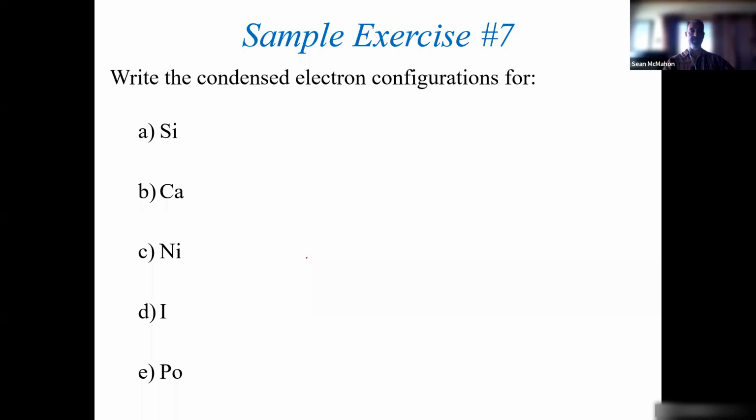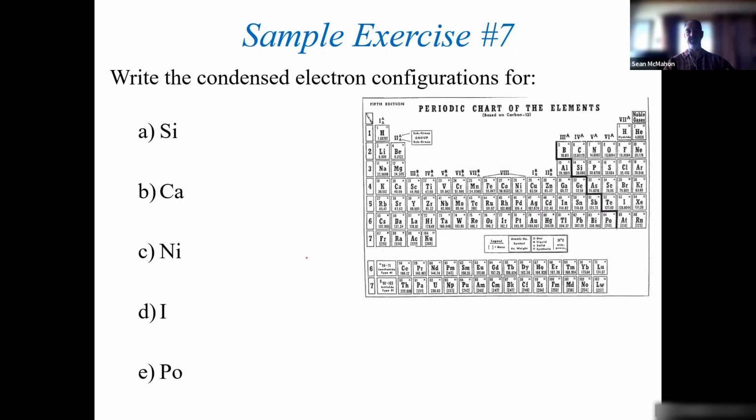So pause this, look at a periodic table, and try to write out the condensed electron configurations for these. And then, well, now we can go over it together. So you need a periodic table.